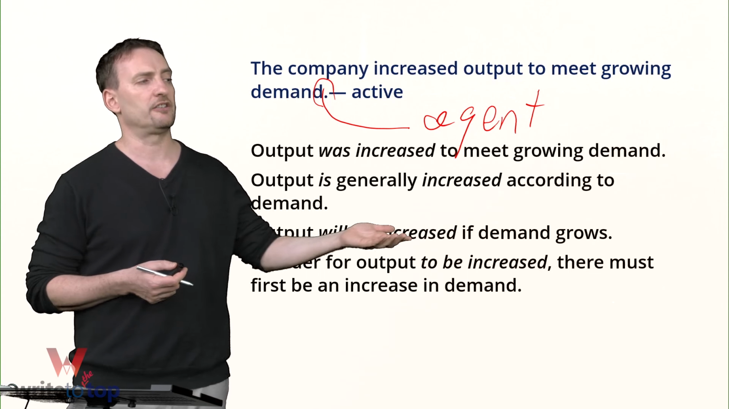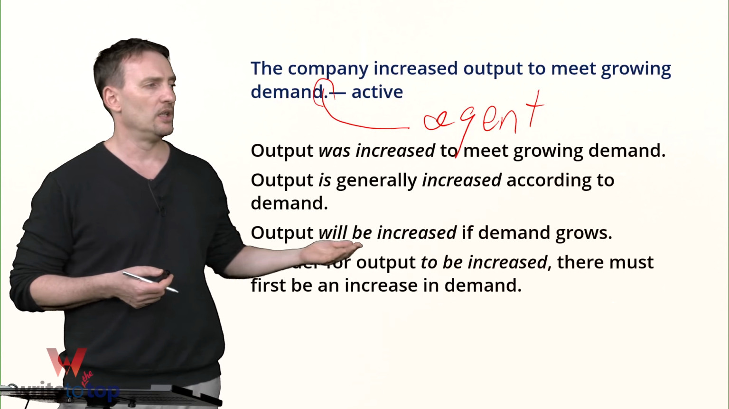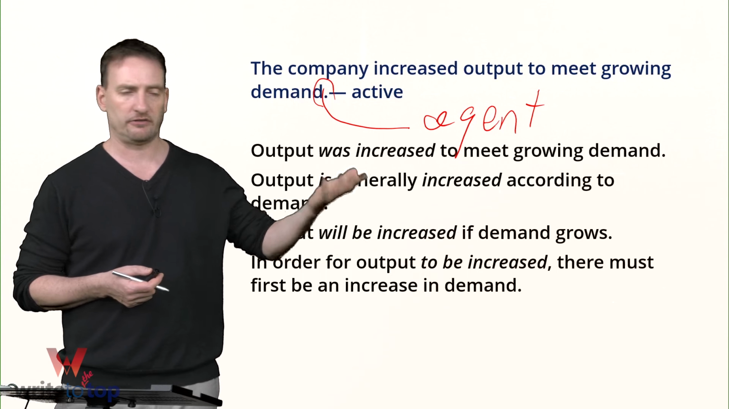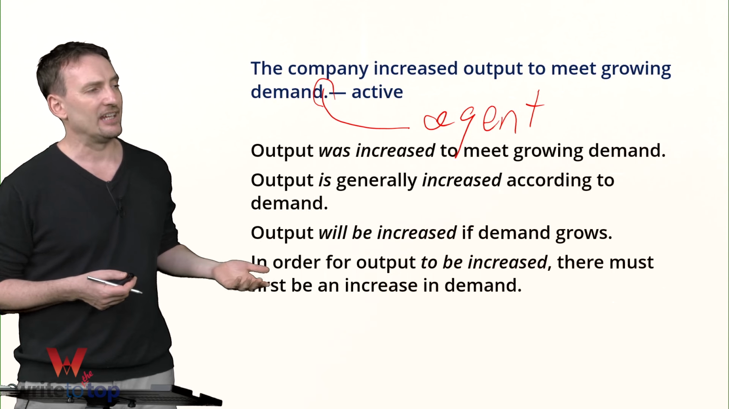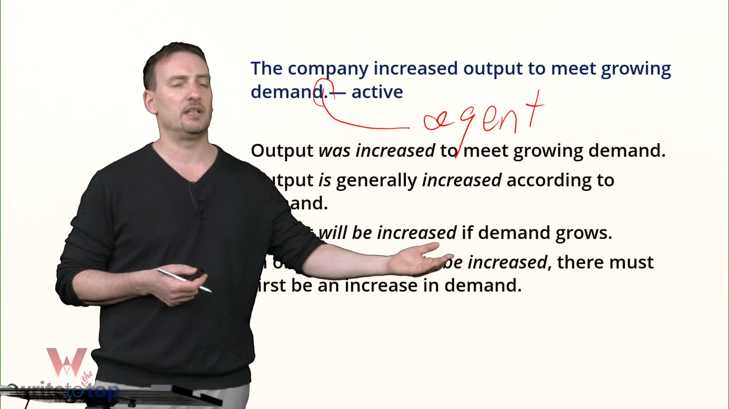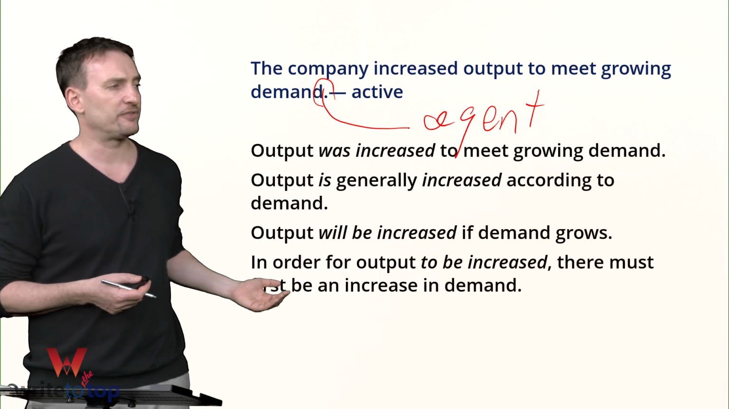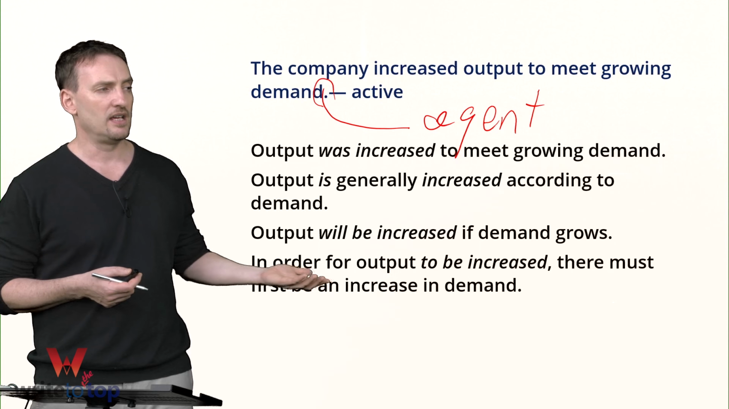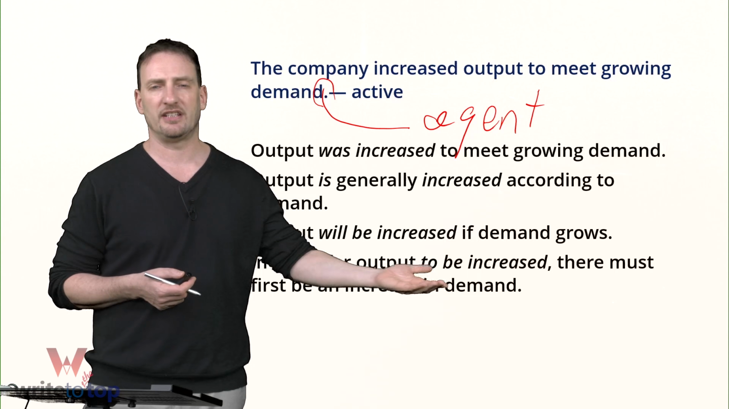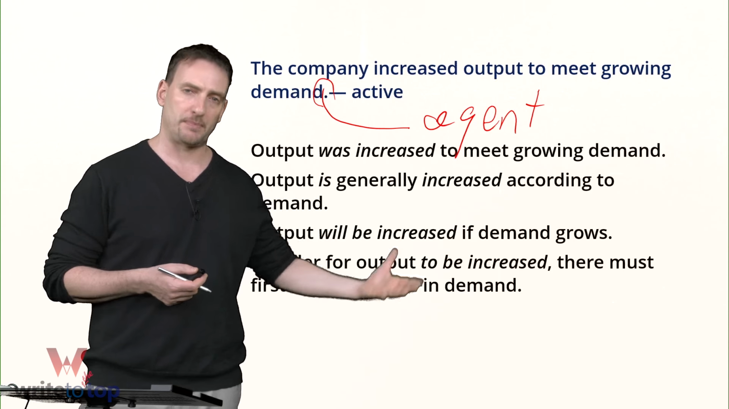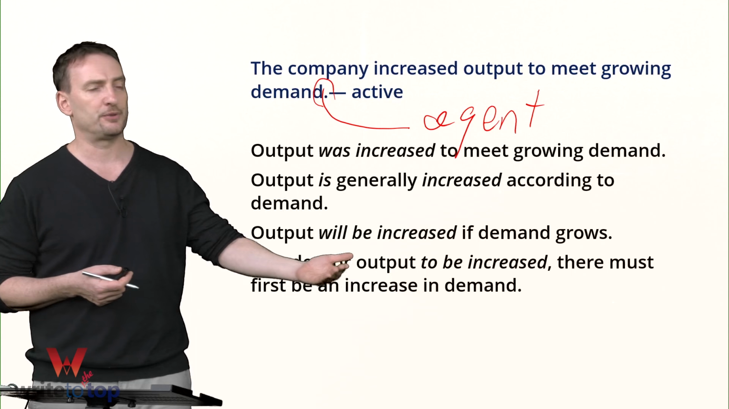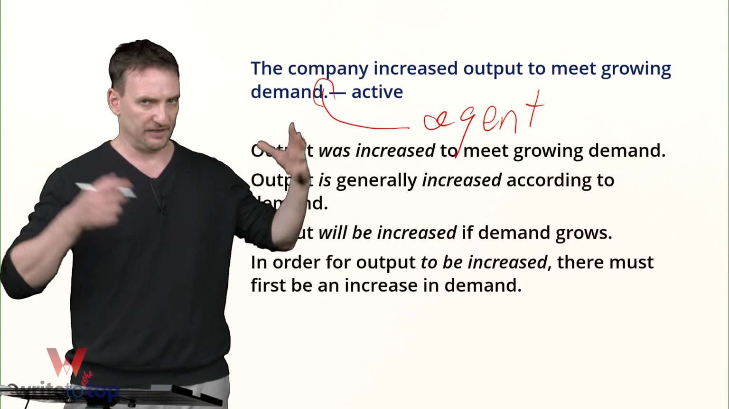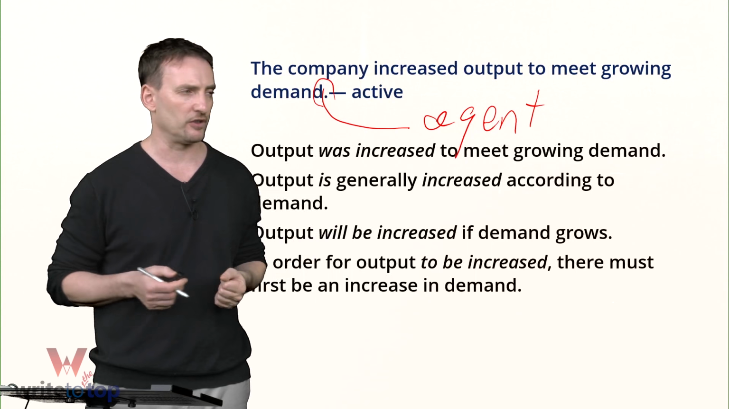Output will be increased if demand grows. Will be, future, increased, doesn't change. In order for output to be increased, there must first be an increase in demand. So here I don't even have a clause. I'm using to be increased as an infinitive passive, okay, for output to be increased. Infinitive, there's no agent, there's no subject, verb, etc.